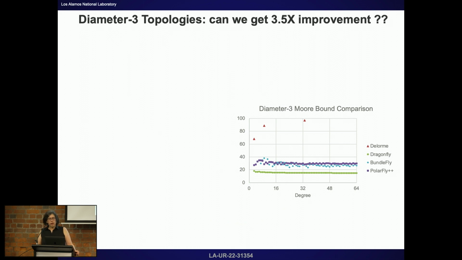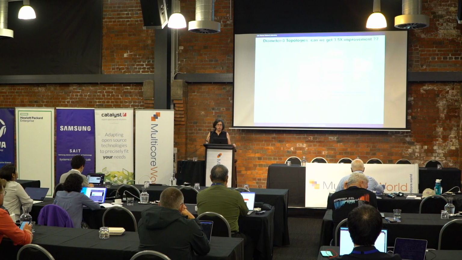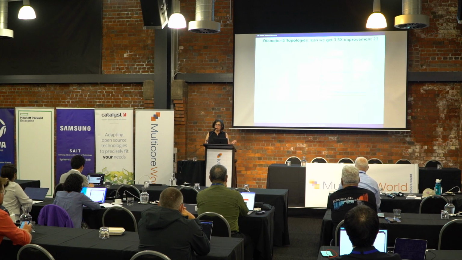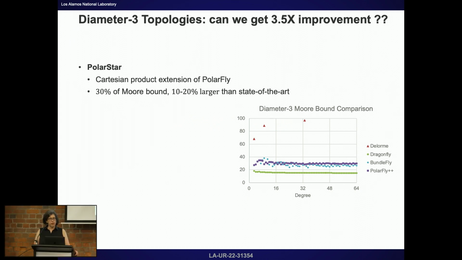I want to point out what we're looking for is even more improvement. So we're at about 30%. Can we get 3.5 times improvement on that? And the inspiration is, note those 3 little triangles up there. That's something called a DeLorme graph, and it's just great. It really does approach, for diameter 3, the Moore bound asymptotically. However, unfortunately, there's only a few radixes that it works for, and we want better coverage than that. So that's our inspiration.